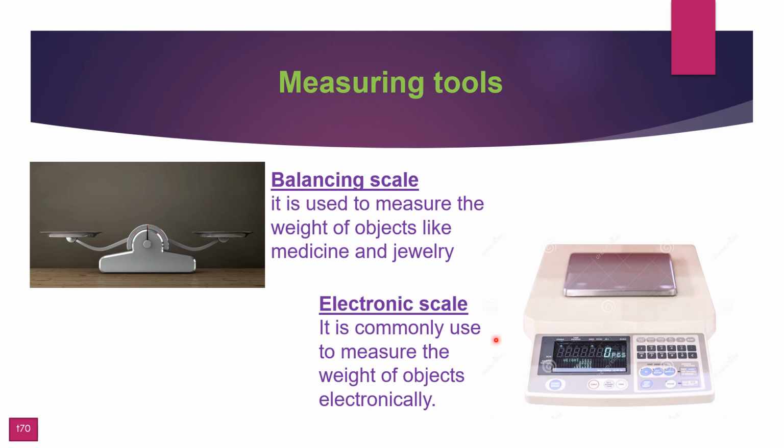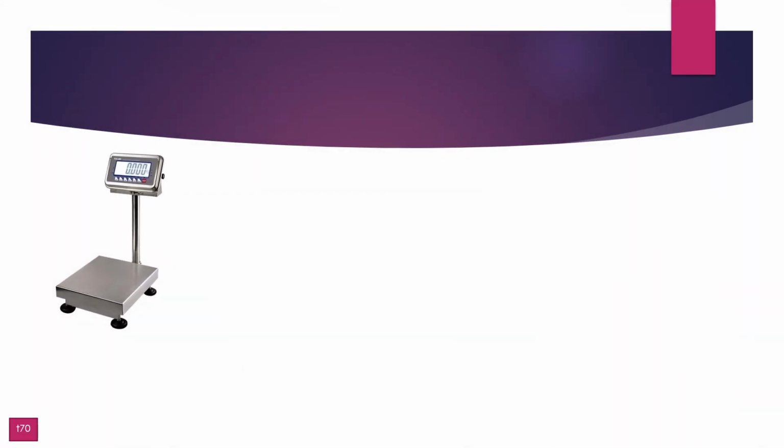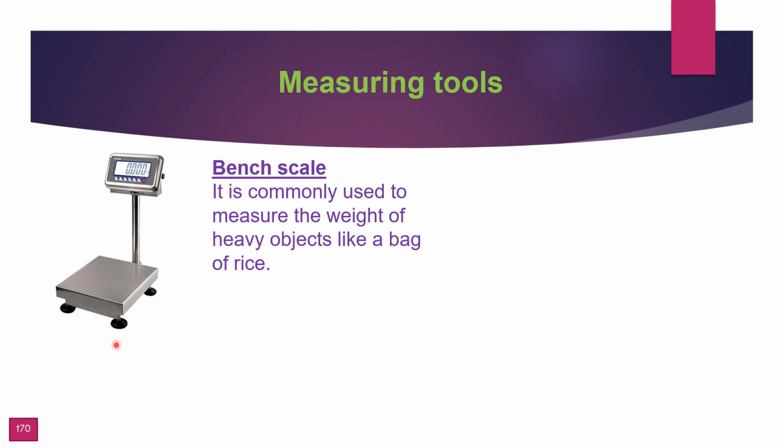Next is, what is this? This is also one of the measuring tools. We call it band scale. Again, band scale. What is the use? It is commonly used to measure the weight of heavy objects like a bag of rice. When we say bag of rice, that means it's heavy already. They measure heavy things.